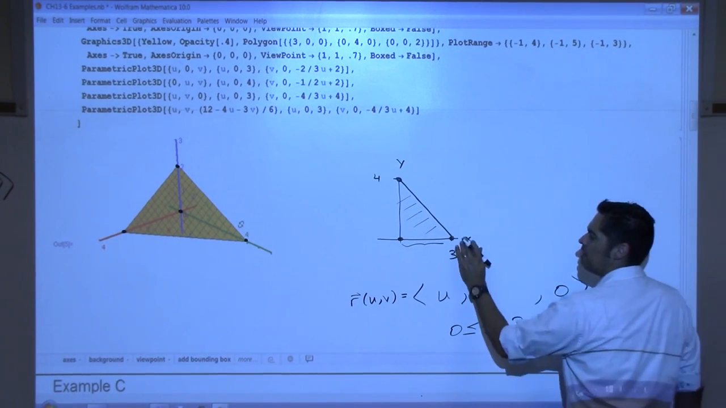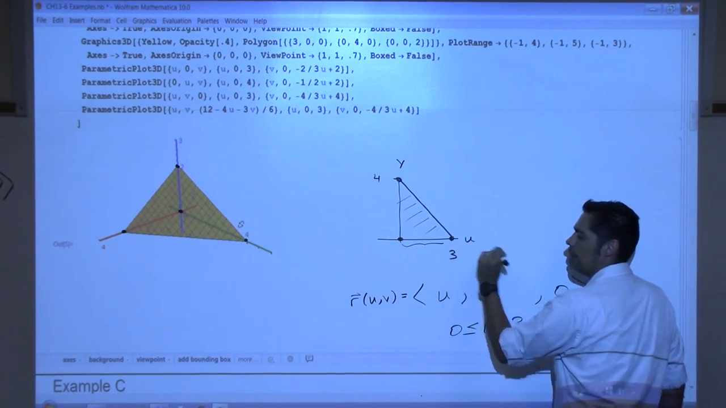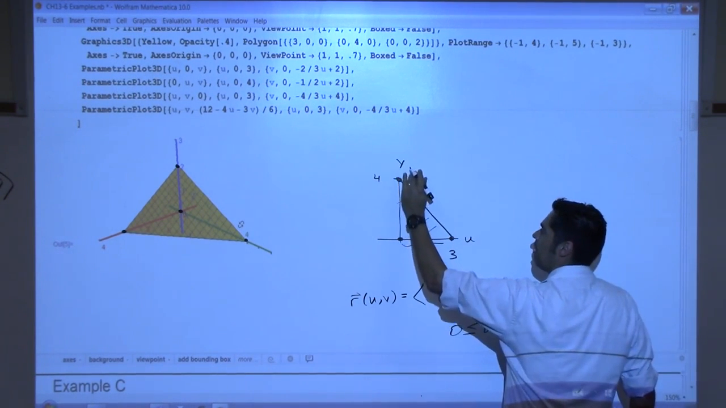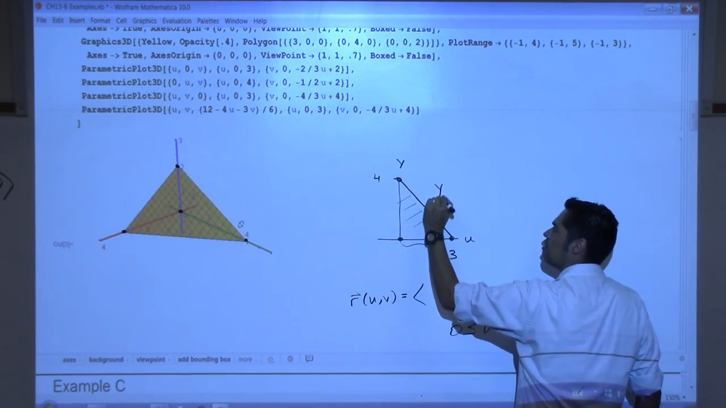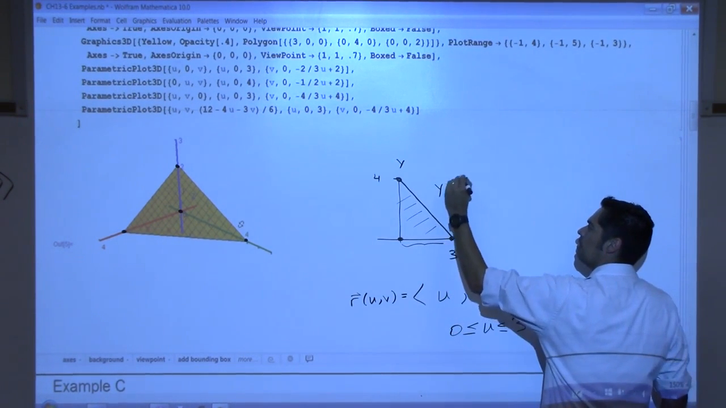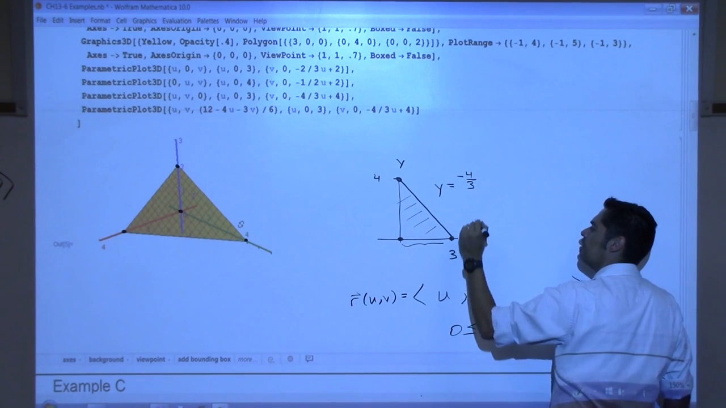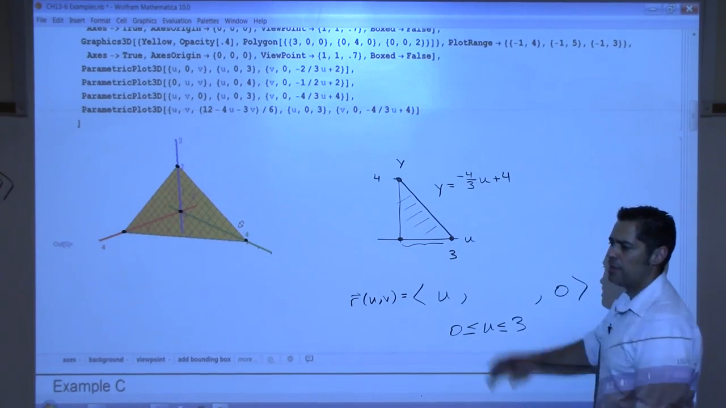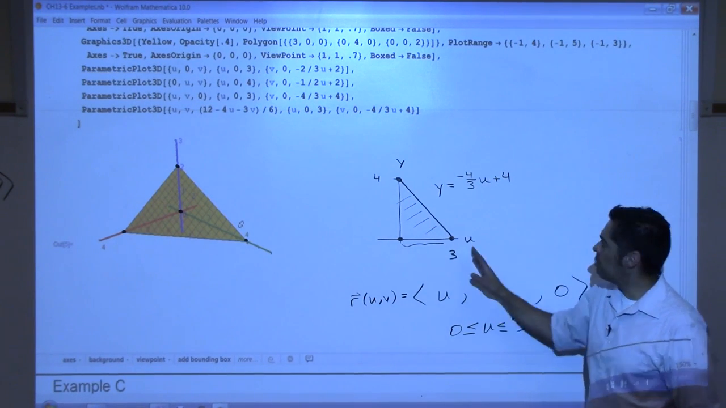If this is really my u now, right? That's really my u. Then this right here, my y, what is the equation for y of this line? What's the slope of it? Negative 4/3 u, right? Plus 4. That's the equation of this line. Y-intercept 4, slope negative 4/3.